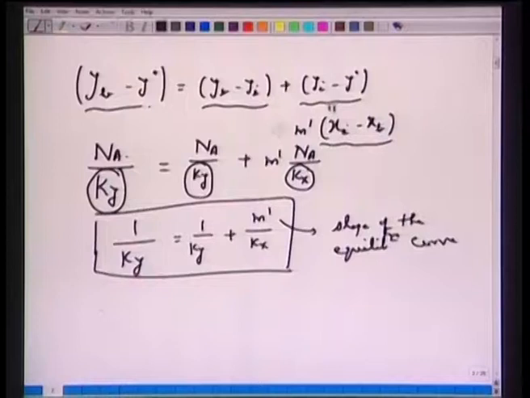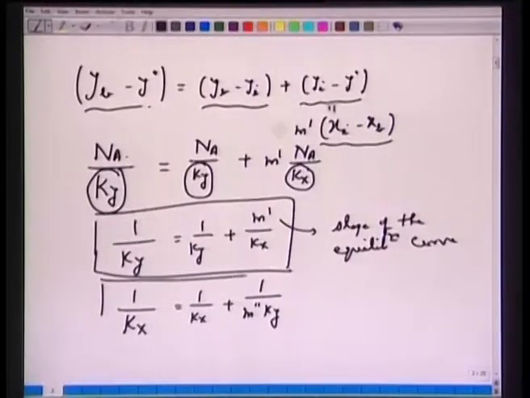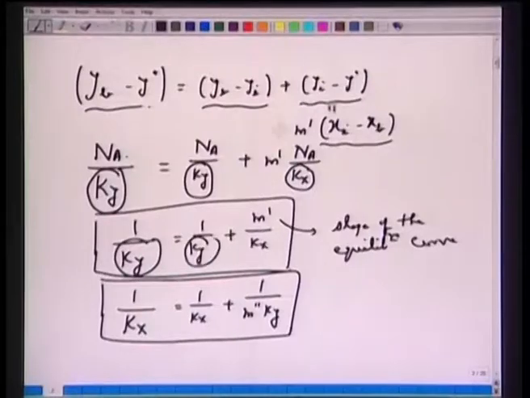Similarly, we can write how one should obtain. You can obtain as an exercise 1 over Kx as 1 over small kx plus 1 over m'' over ky. Okay, so we have obtained the similar relations which we obtained earlier. Overall mass transfer coefficients in terms of individual mass transfer coefficients, Ky, Kx, based on the gas phase or based on the liquid phase. Okay, now let's try to understand what we have here.